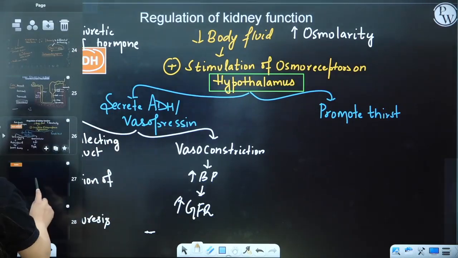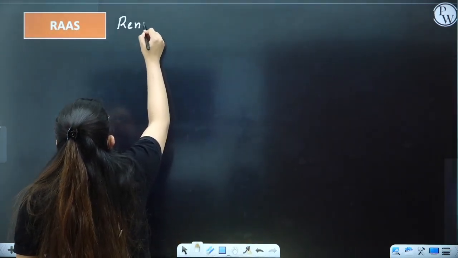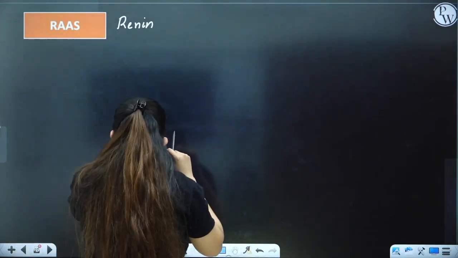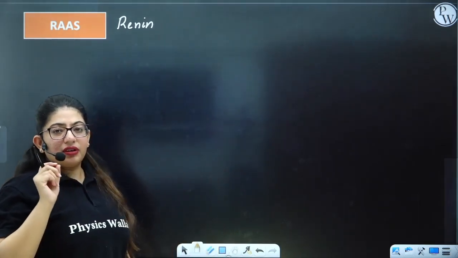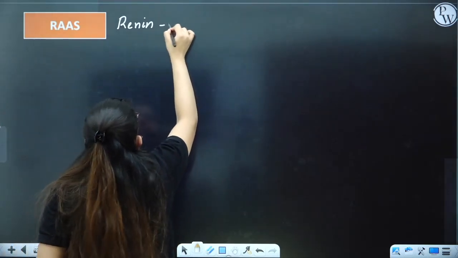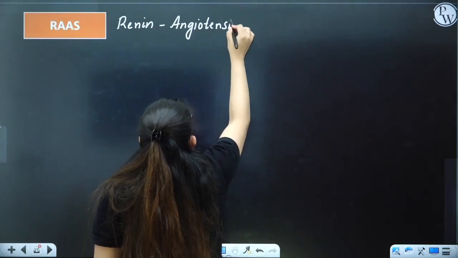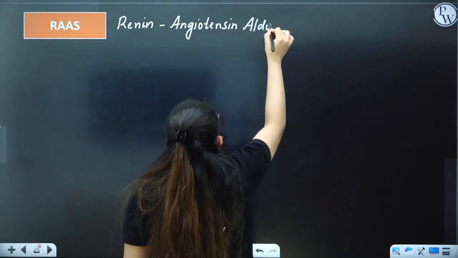Next we have the RAS. What is this RAS? Have you heard the word RAS before? Yes. All right. So RAS is renin, with a single N. The double N one, rennin, is what you have done in digestion. So renin, angiotensin, aldosterone system.